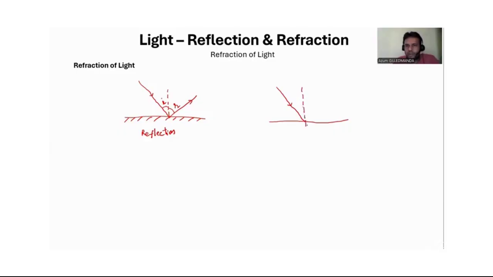If I draw a normal to the surface, so here, let's say this is the air, right? One side of the surface is air, and here, let's say glass or something, right? If this is the mirror, and let's say this is inside a glass mirror or whatever, or a glass slab. Now, this is the incident ray, which makes an angle I with the normal.